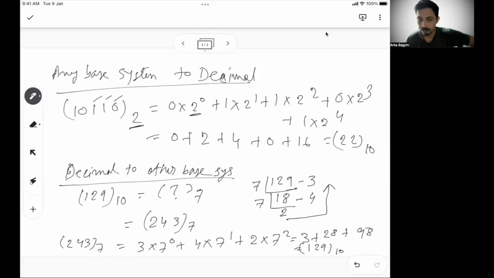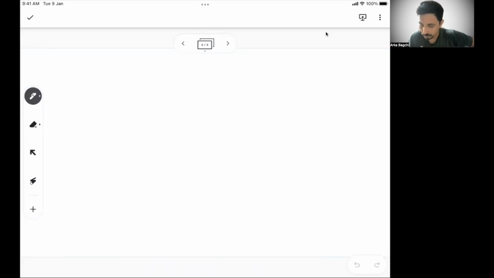Together they form 129 in base 10. You see, we can actually prove we are doing it right. So 243 in base 7 converts to 129 in base 10. Similarly, 129 in base 10 converts to 243 in base 7. Okay, so this is how you can do it. This is a part of division. Let's do it for binary, and then I'll do one for hexadecimal.